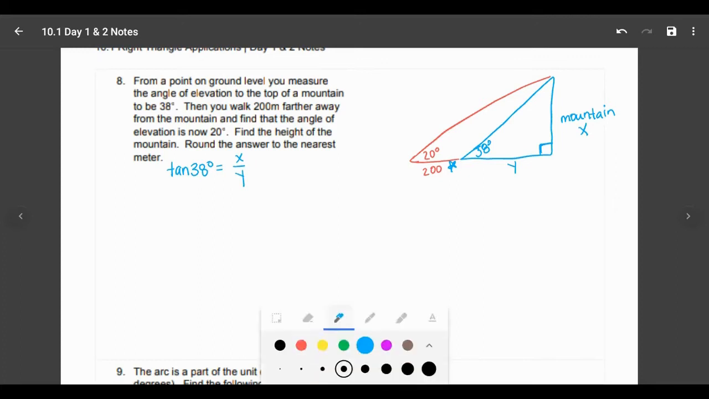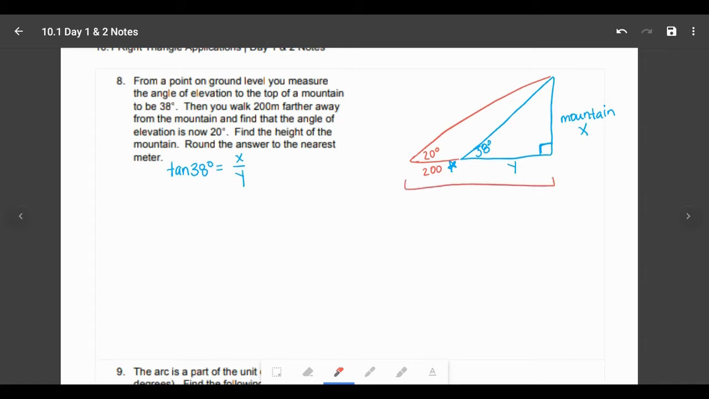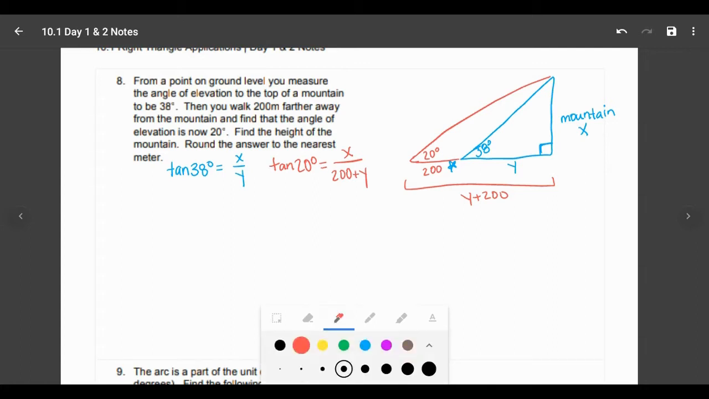And then if I'm thinking of my red triangle, my opposite is still going to be that same value X, but now my adjacent value should be y plus 200. So I'm going to set up then tan of 20 degrees is x over 200 plus y. If you notice now, we have a system of equations. We need to use this system in order to find the value of x, which would give us the height of the mountain. Okay, so let's go ahead and do that.